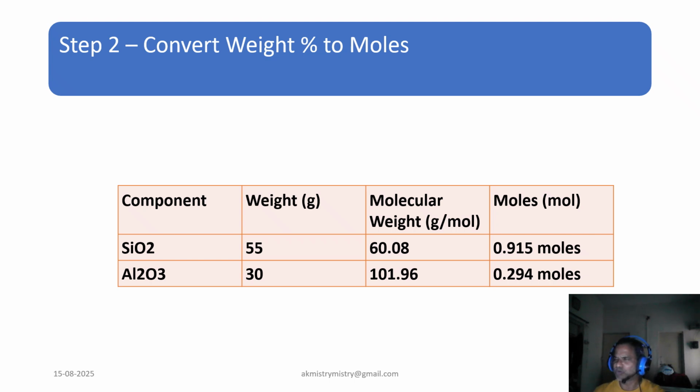Now, using the molecular weight, we convert the weight percentage into moles. For 55 grams of SiO2 with molecular weight 60.08 grams per mole, we get approximately 0.915 moles. For 30 grams of Al2O3 with molecular weight 101.96 grams per mole, we get about 0.294 moles.